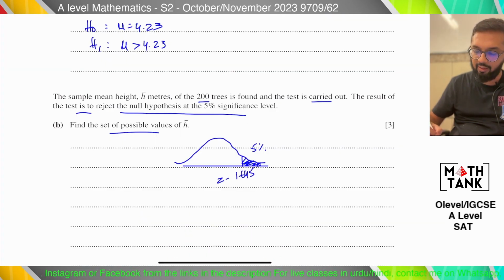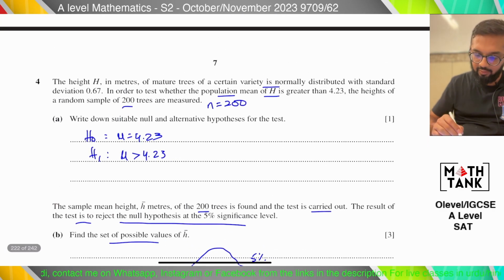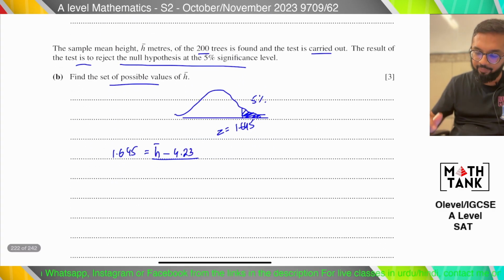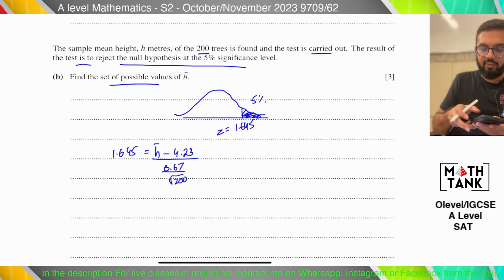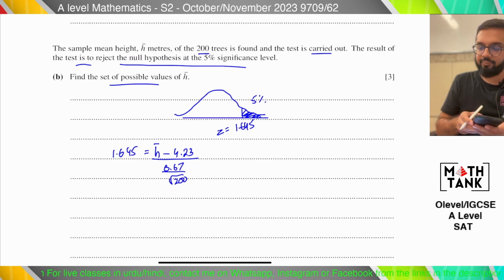This is a z value. So I'm going to convert the z value into a value for h bar by using the mean and standard deviation that I've been given. What is the standard deviation? It says 0.67. So 0.67 divided by root of 200. Let's see if we get the right answer.